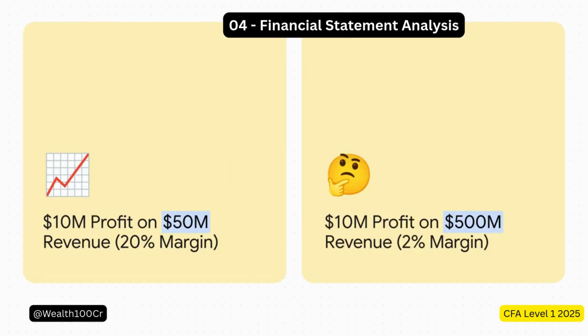And here is that context in action. Look at this. Both companies made the exact same $10 million profit. But when you dig one layer deeper, the story completely changes. Company A made that profit on just $50 million in sales. That's a fantastic 20% margin. Meanwhile, Company B needed 10 times the revenue, a whopping $500 million, to generate the same profit. That's a tiny 2% margin. All of a sudden, it's a no-brainer who the better performer is. And this is precisely why we need to standardize numbers to make a fair comparison.